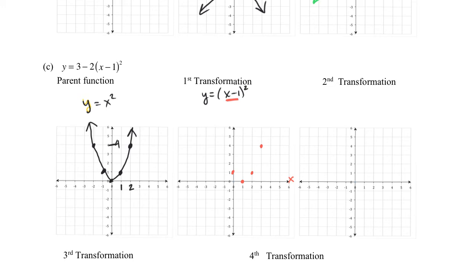Let's see, and 4. Okay, so there's that one. Horizontal shift to the right. Okay, this next one I'm just going to think of this as -1 times.